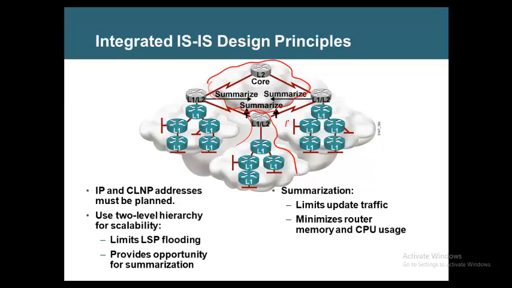So this two level of hierarchy definitely provides an opportunity to do summarization. You summarize here and send it to the core so that it will give only the summary to this guy. So summarization is going to limit the update traffic, minimize the router's memory or CPU. How? Because you are not going to send too many LSP. You are going to summarize and send, not too many. As a result, CPU utilization, memory utilization will be less. Okay.